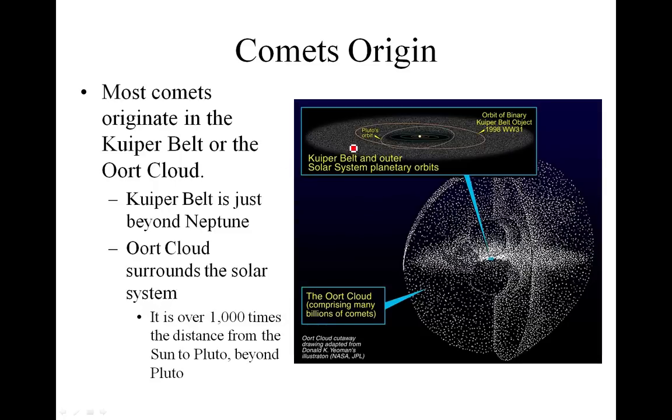There are even more in the Oort cloud. Okay, the Oort cloud probably has billions of comets. The Oort cloud is really far away. It's over 1,000 times the distance from the sun to Pluto beyond Pluto. Okay, so think go to Pluto and go 1,000 times more of that distance.